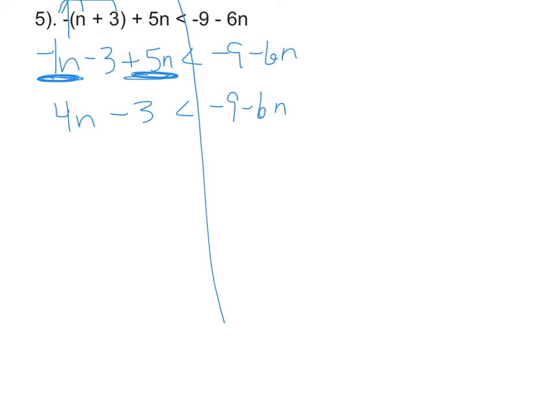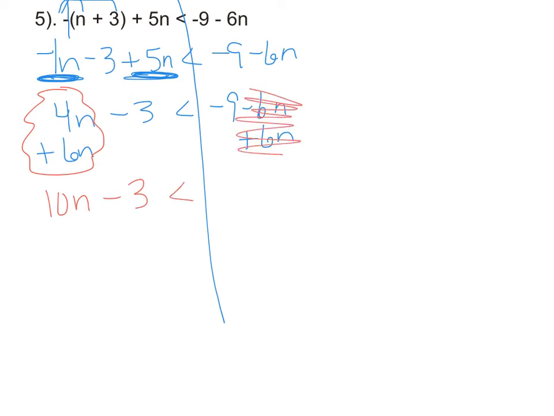Now we have variables on both sides. So take the smallest variable, which is the negative 6n. We'll add 6n. So we'll have to add it under the other variable on the left. Now we're going to look and say 4n plus 6n will give us 10n. Bring down the minus 3 is less than. The n's cancel on the right. We'll have a negative 9 left.